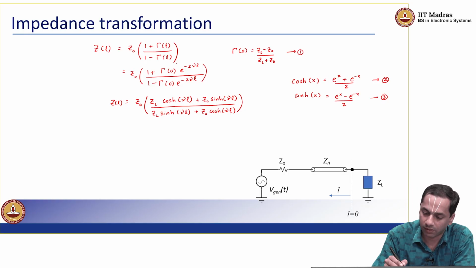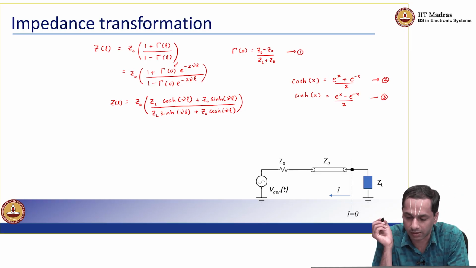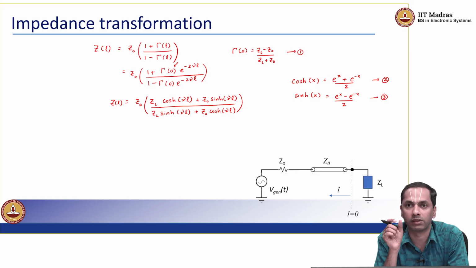So you replace gamma 0 as ZL minus Z0 by ZL plus Z0, and then divide numerator and denominator by e to the minus gamma L, so that you get an expression that closely resembles your cosine hyperbolic and sine hyperbolic. You can collect all those terms together and you can arrive at this expression.